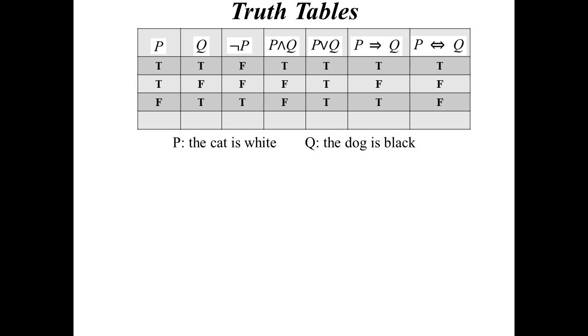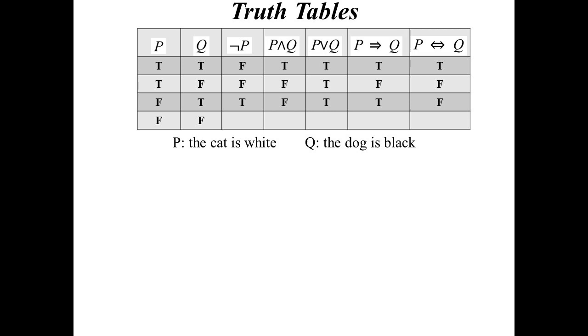Remember, when it comes to P and Q, P was sufficient but not necessary to have Q. So it is possible to have Q without having P. So the fact that the cat's not white does not stop the dog being black. So P implies Q still becomes a true statement. P being equivalent to Q would be false. Well, what if they're both false? What if it's the other way round?